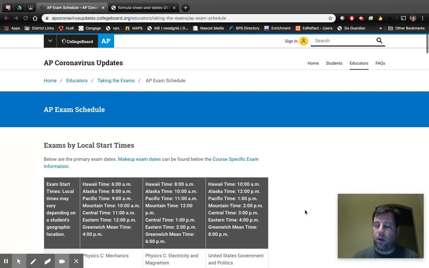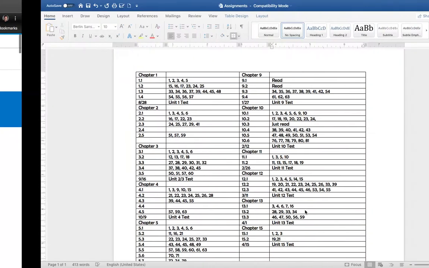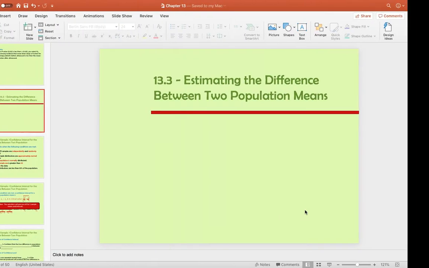So with all that being said, let's get on with 13.3. It's basically confidence intervals for two samples, means, and it also throws the paired in there. So all that's combined in 13.3: the difference of two sample means confidence intervals, along with paired means confidence intervals. Okay, so there are the notes.